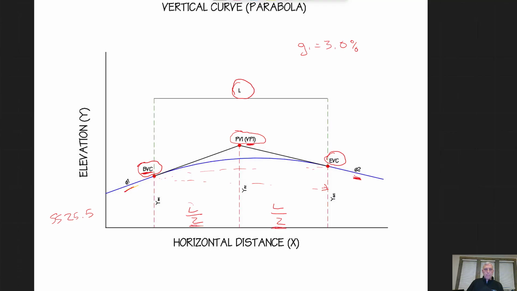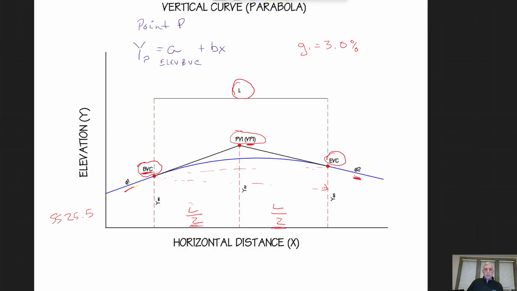I'm going to change colors here real quick. What is the general equation of a parabola? If you remember, if we have some point P on that parabola, then y, the elevation of P, or the height of P, equals A, which is the elevation of the beginning of the curve, the BVC, plus BX, where X is the distance along the curve, from the BVC to that point.